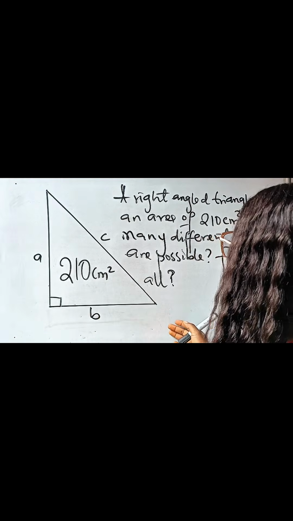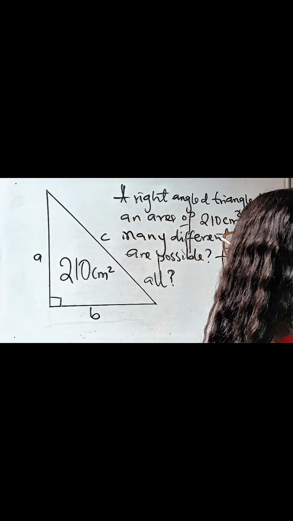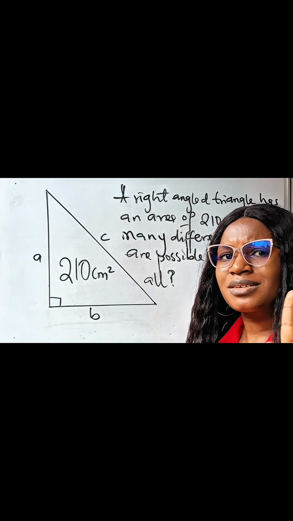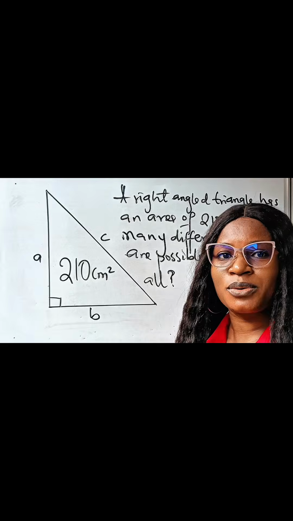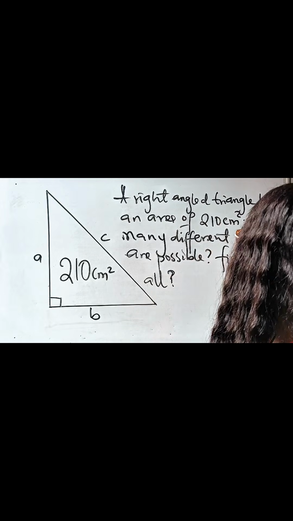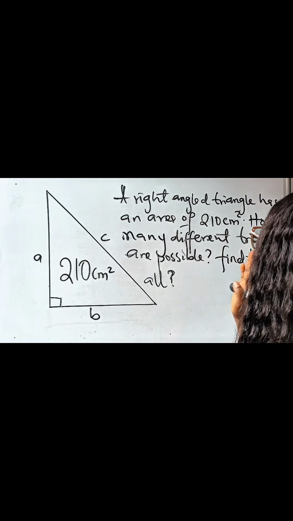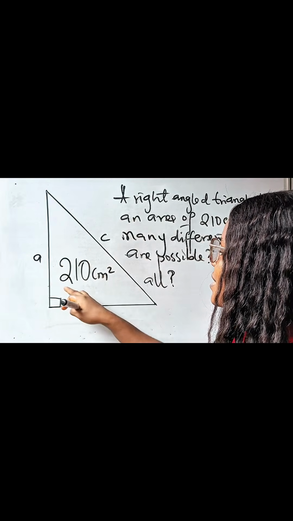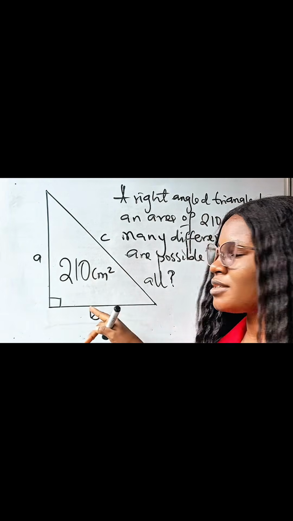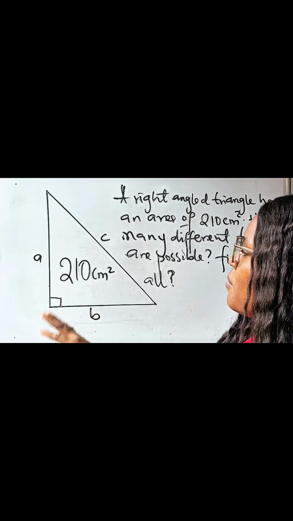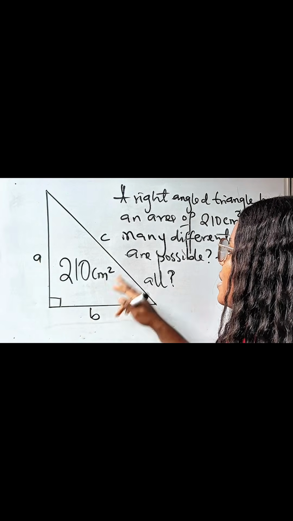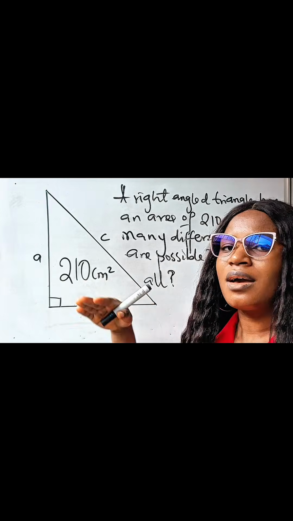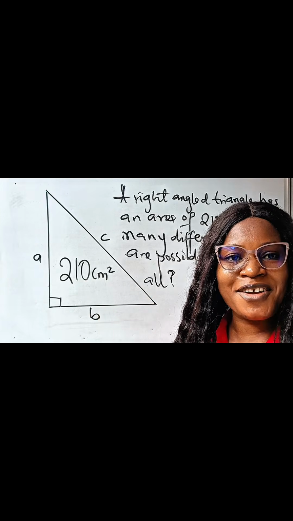So in this particular question, we are told that a right angle triangle has an area of 210 centimeters square. Calm down. As easy as it looks, it's not that easy. Now, how many different triangles are possible? That means we need different triangles that will still give us the same area as this one, right? Meaning that we are meant to find different values of A, B, C that still satisfy this particular area in different triangles. Are you ready?